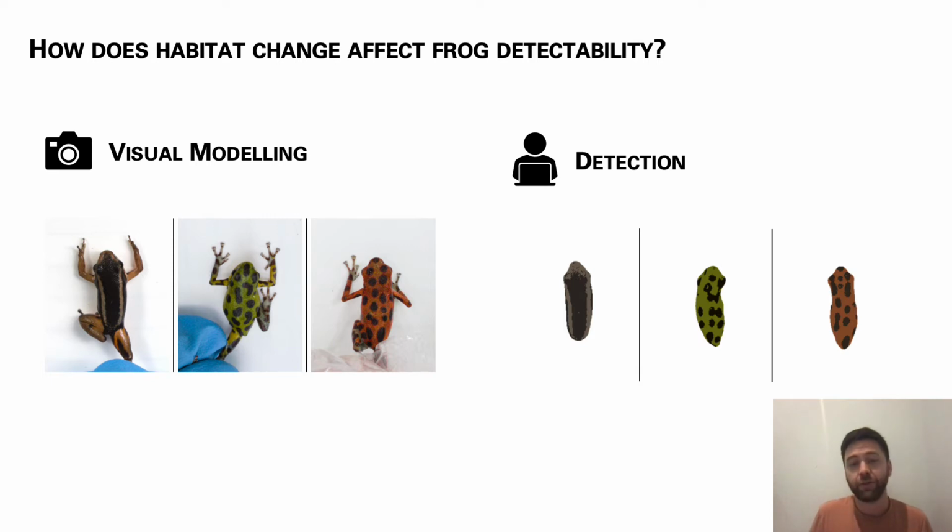To do that, we used human participants as surrogate predators and presented these crops of the dorsal pattern of the frog against both the natural and disturbed habitats. We then recorded how quickly our human subjects were able to find these frogs as our metric of detectability.